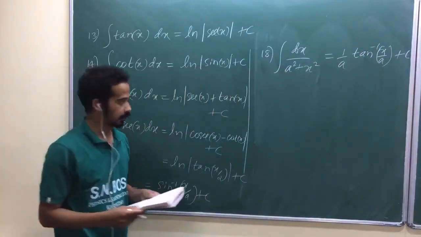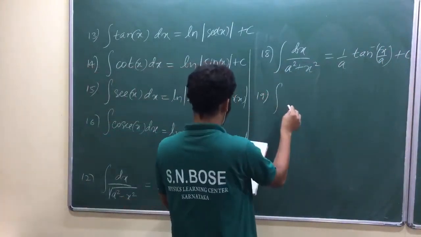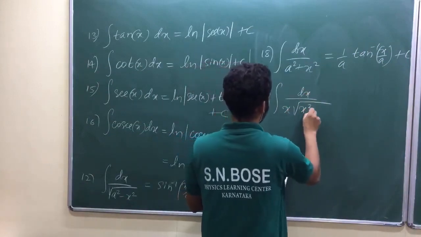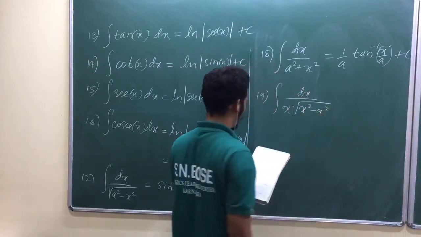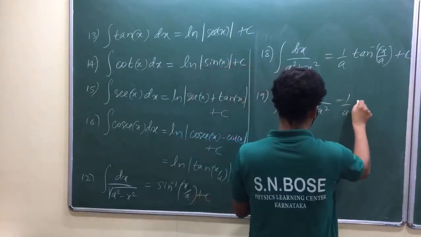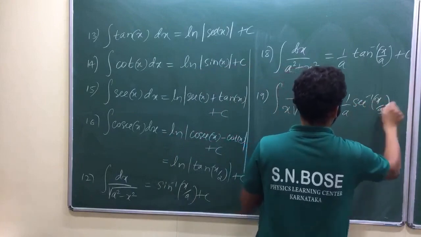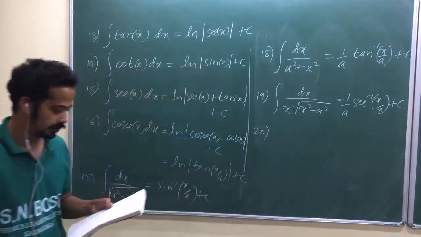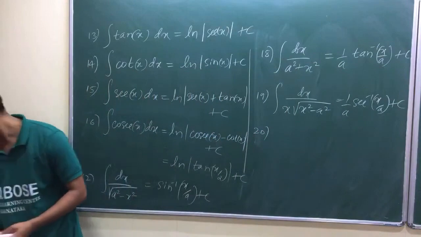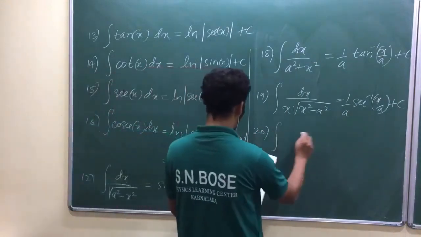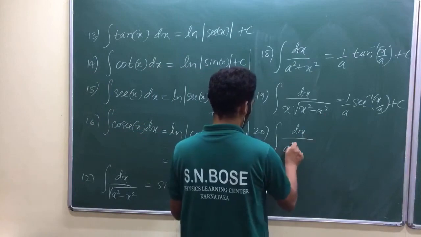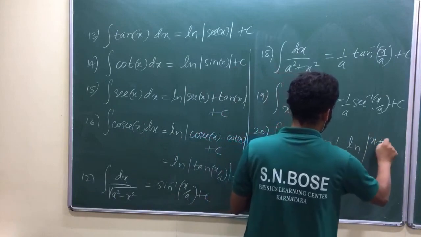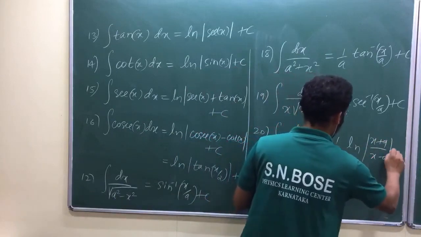Okay. So similarly, integral of dx by x root of x square minus a square. That's equal to 1 by a secant inverse of x by a plus c. Actually, this listing is a never-ending process, but let me list out some important ones. Integral of dx by a square minus x square. So that's equal to 1 by 2a log of x plus a divided by x minus a plus c.